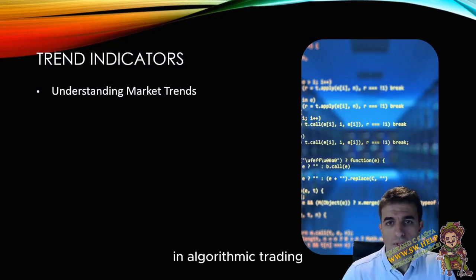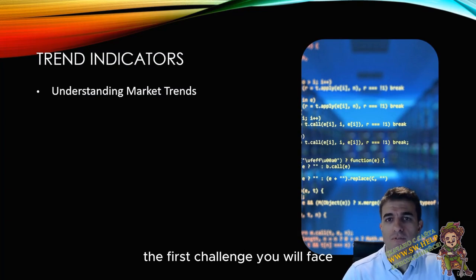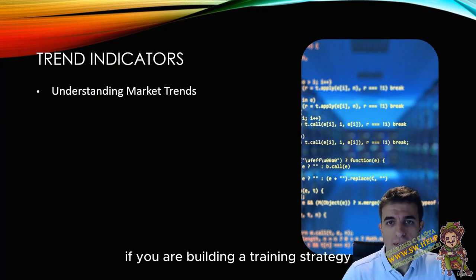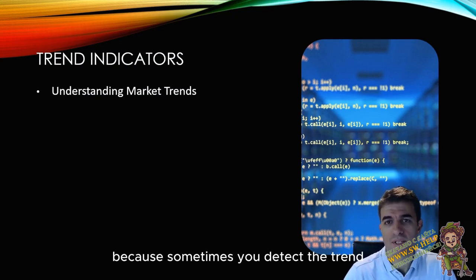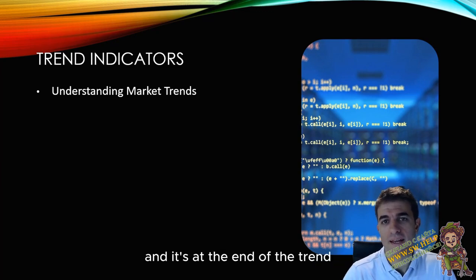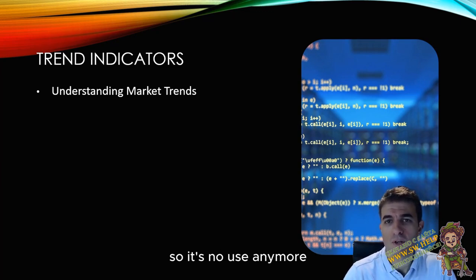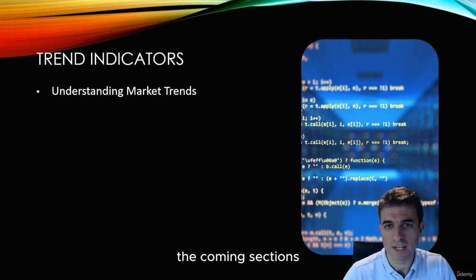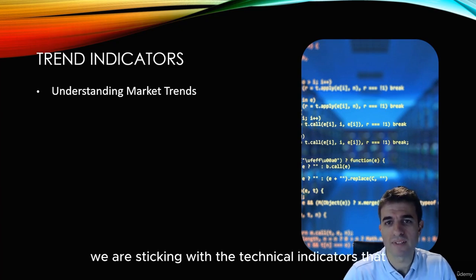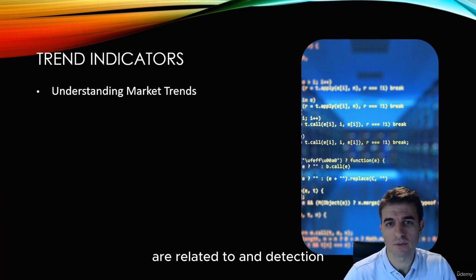In algorithmic trading, the first challenge you will face if you are building a trading strategy is how to detect the trend as soon as possible and before it's too late, because sometimes you detect the trend at the end of the trend, so it's no use anymore. We'll talk about this more in detail in the coming sections. In this chapter, however, we are sticking with the technical indicators that are related to trend detection.